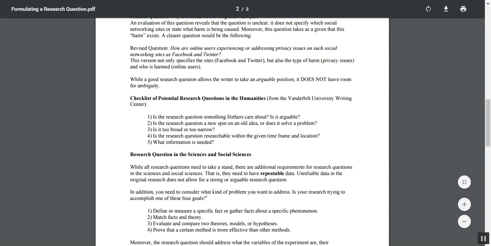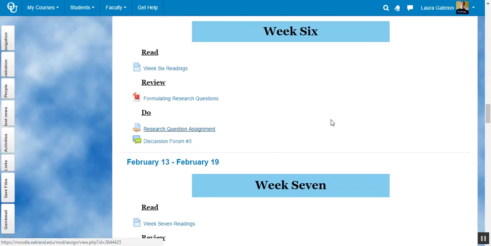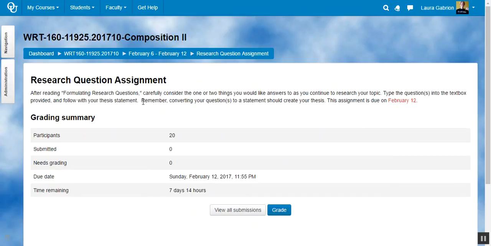But more importantly, what I want you to do is carefully consider 1 or 2 things you would like answers to as you continue your research topic. Now remember, in the beginning of the semester, you had a topic journal, and in it you put some questions down about your topic. Now I want you to pinpoint a little bit more what it is exactly that you would like to learn about this topic going forward.